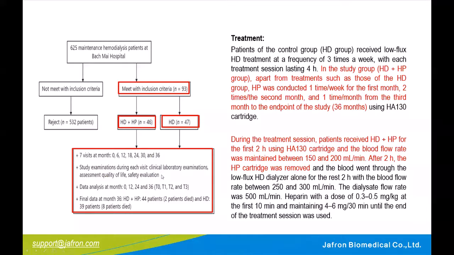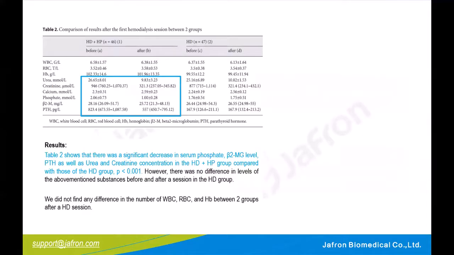So during the treatment, the patients received the combination therapy of hemodialysis plus hemoperfusion for the first 2 hours. And then after the 2 hours of combination therapy, the hemoperfusion cartridge was removed and the hemodialysis continued until another 2 hours were finished. So let's look at the result.